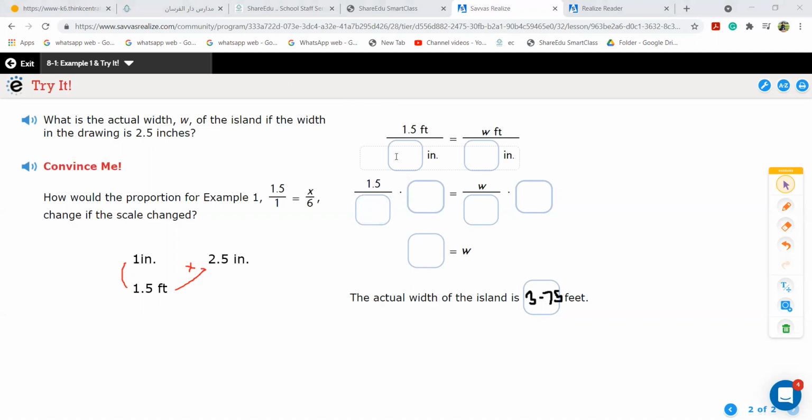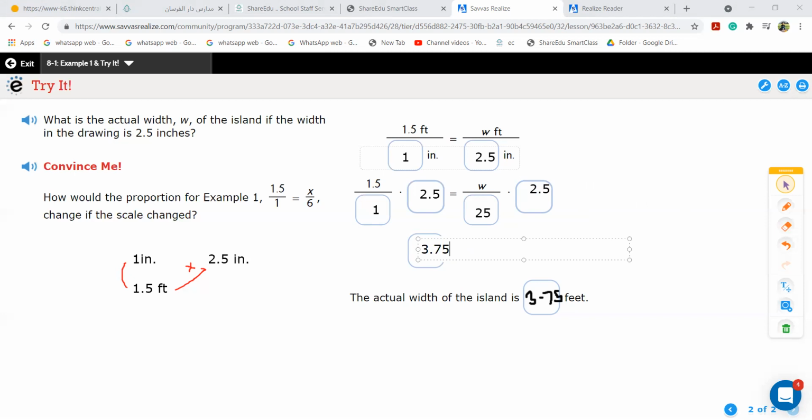Okay, what they will do is there's just 1.5. They will write here 1, and W they will write here 2.5, and they'll multiply both sides with 2.5, 2.5 and 2.5, and here it is 1, and it is nothing but 3.75. The answer is 3.75 feet.